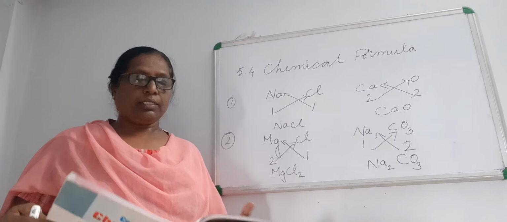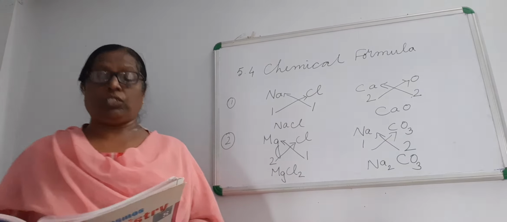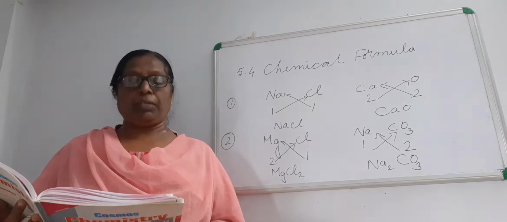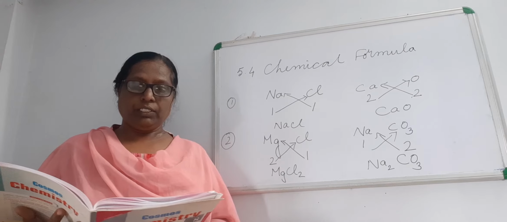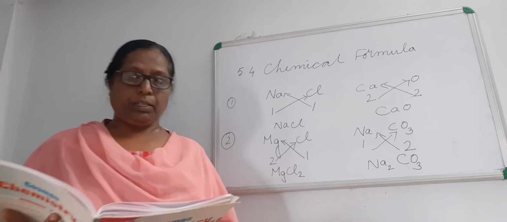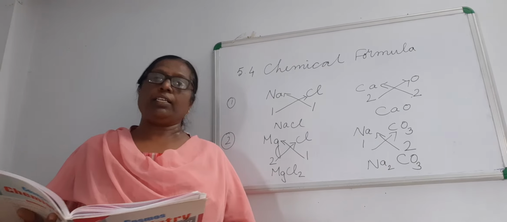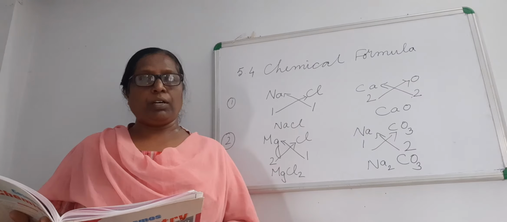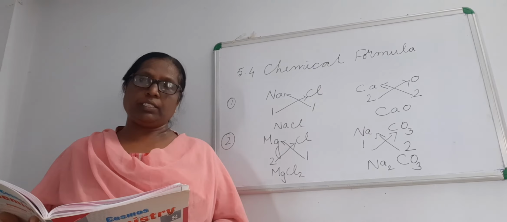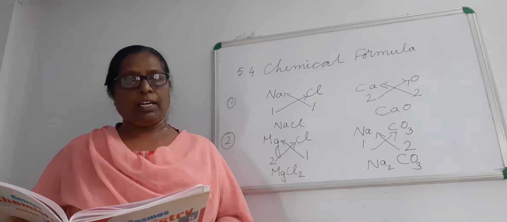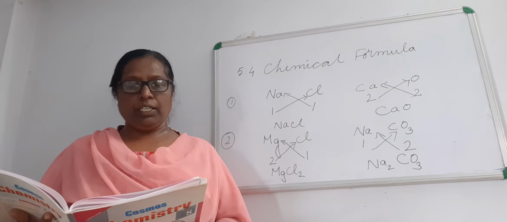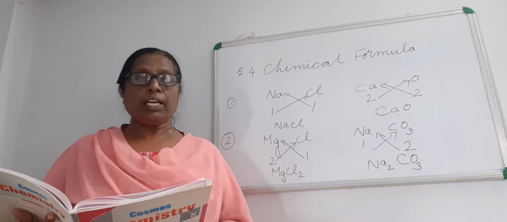Now the next part is chemical equations. What is a chemical equation? A chemical equation is defined as a shorthand or symbolic representation of a chemical reaction. A formula is a symbolic representation of a chemical compound, a symbol is a representation of an element, and an equation is a symbolic representation of a chemical reaction.